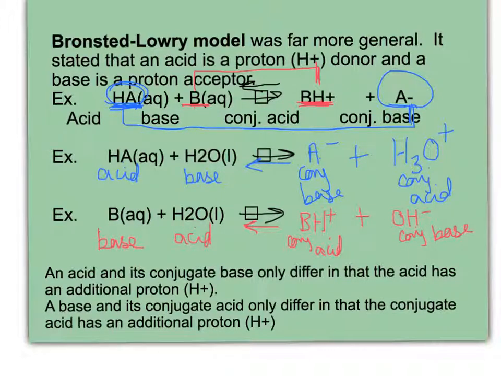So just to recap, you have an acid with its conjugate base and a base and its conjugate acid. So the acid and its conjugate base are the same. They only differ in that the acid has an additional H plus. The base and its conjugate acid are the same. They only differ in that the conjugate acid has an extra H plus. So basically the acid portion has an extra H plus.